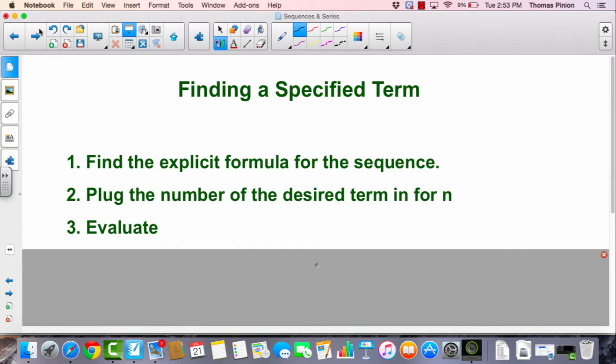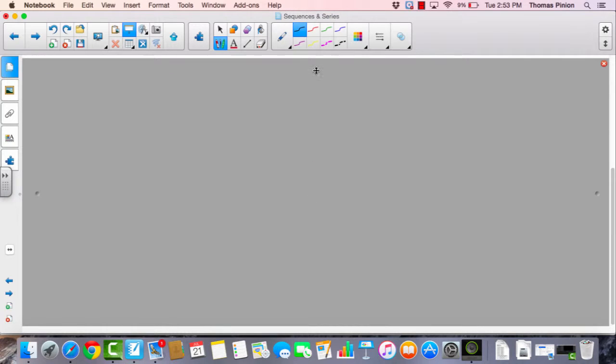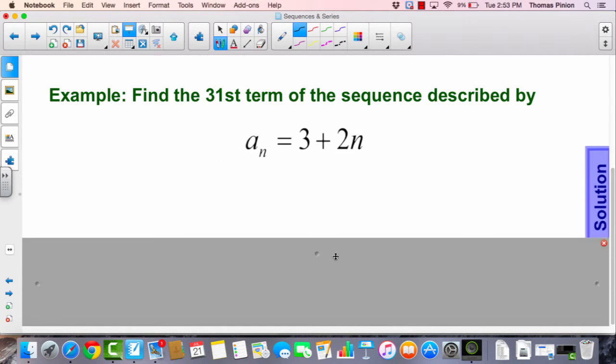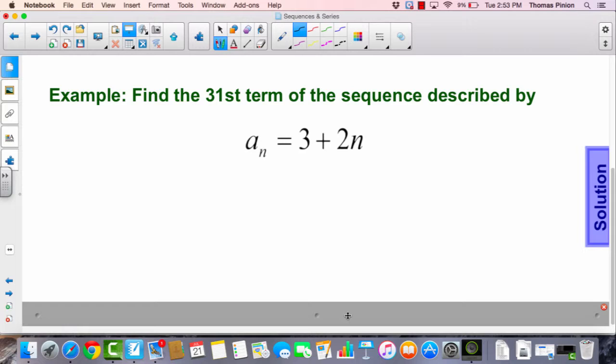Moving on, let's look at finding a specified term. First, we're going to find the explicit formula for the sequence, plug the number of the desired term in for n, and then evaluate. So let's find the 31st term of this sequence described by a sub n equals 3 plus 2n.